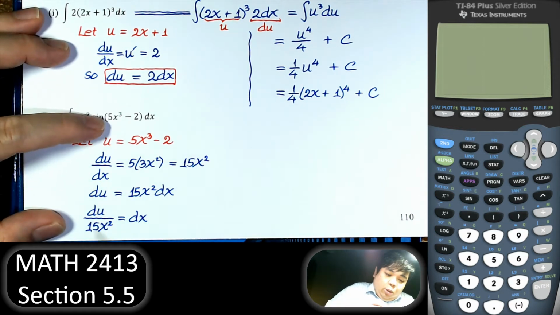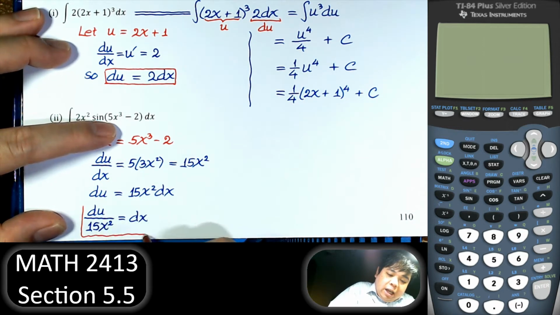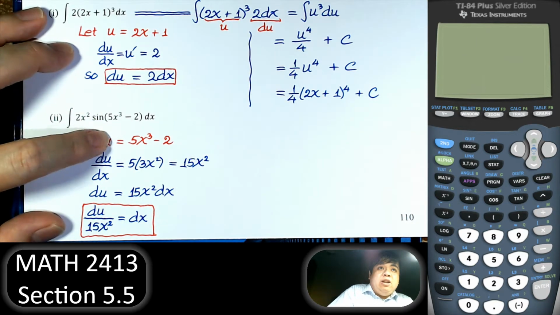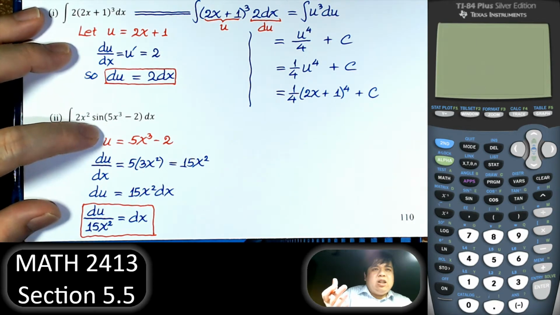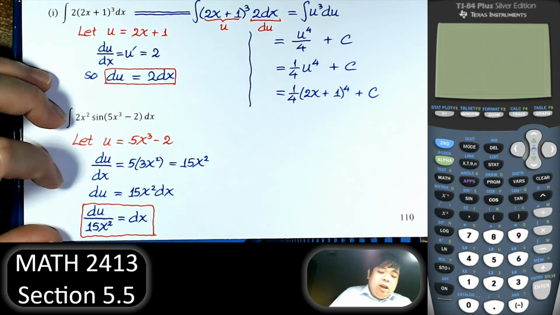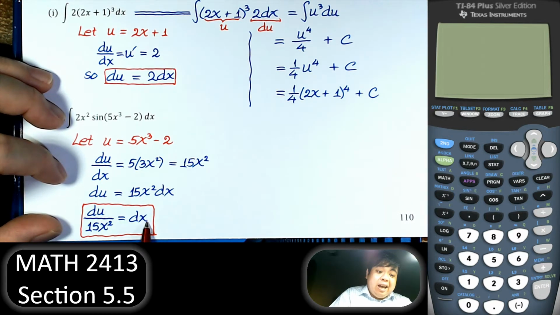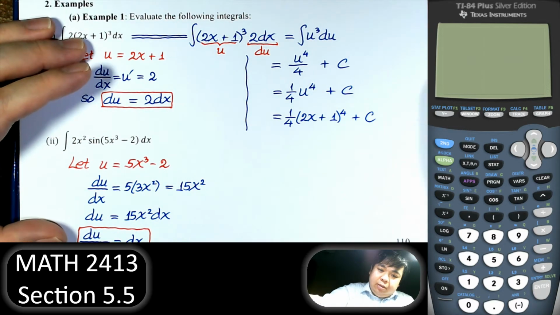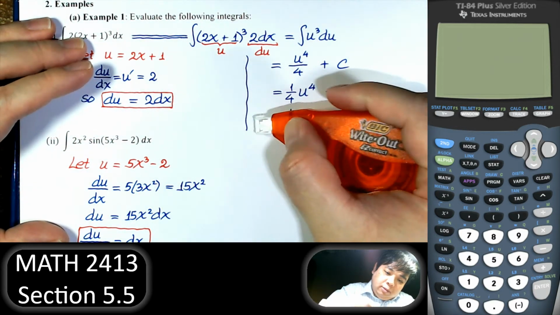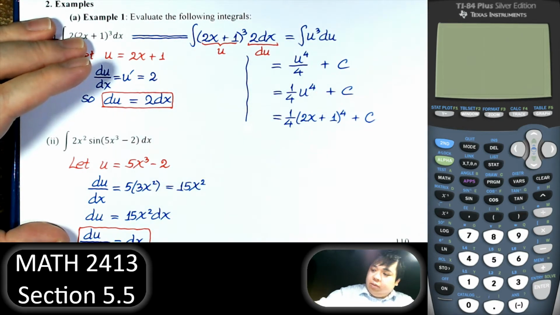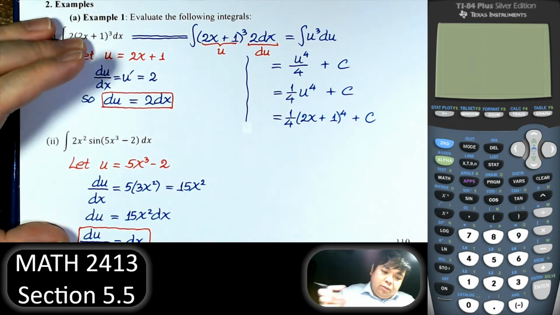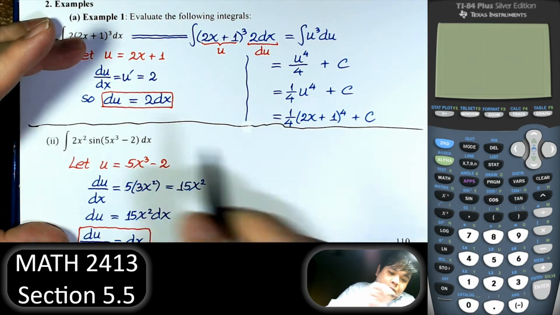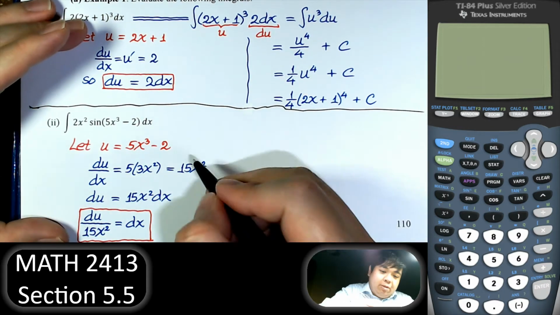And that will give us dx. So two steps: identify what is u, usually inside the parentheses, and then solve for dx. u and dx, that's what we need. Then we can go back to the problem.